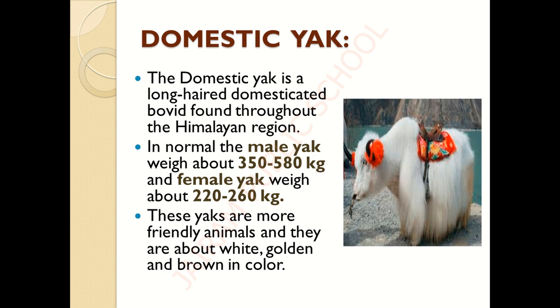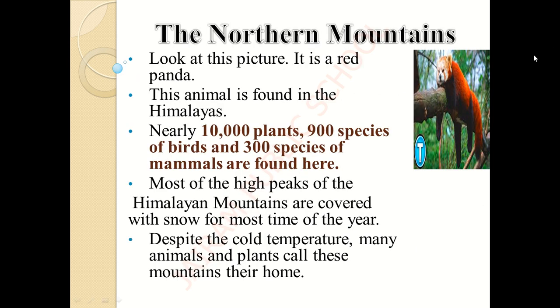And next we are going to see the red panda. Look at this picture. In the northern mountains, we can see this red panda. The panda is lying on a branch of a tree, isn't it? This panda is a plant eating animal. You all would have seen a panda as a cartoon character, isn't it? It is mostly a white and black mixture, but this panda is completely red in color, and it is called a red panda. This animal mostly eats only the branches and the leaves of the trees.